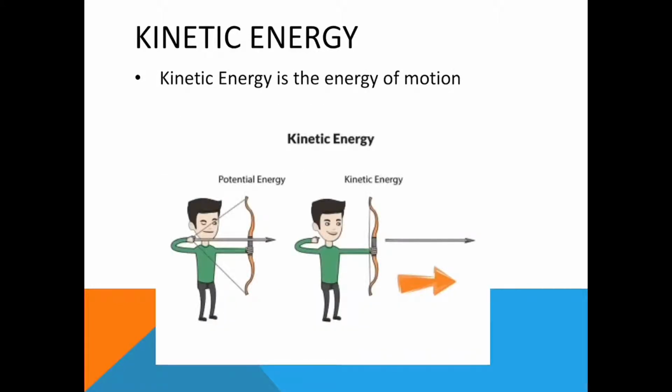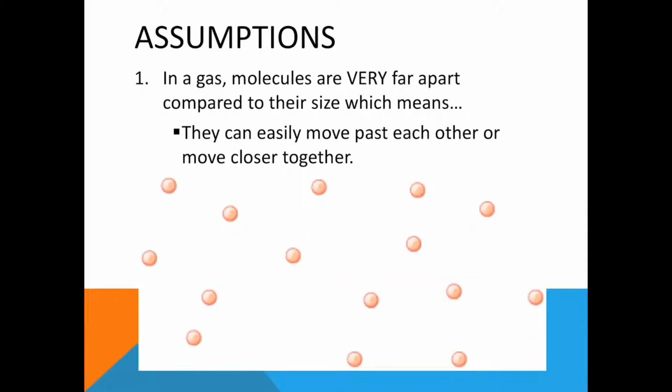And they are gaining kinetic energy, because kinetic energy is the energy of motion. And so as they're bouncing around, as they're hitting the walls, hitting each other, even just moving in general, they are gaining kinetic energy, which is why we call this the kinetic molecular theory, because it states that molecules are always moving and gaining kinetic energy. So here are some of the assumptions for the kinetic molecular theory.